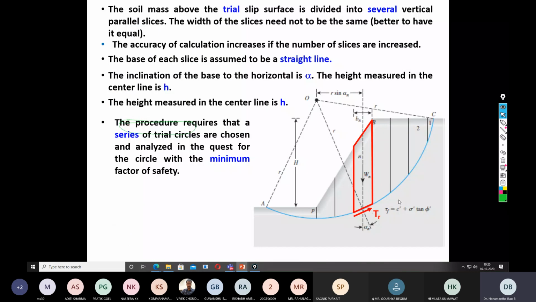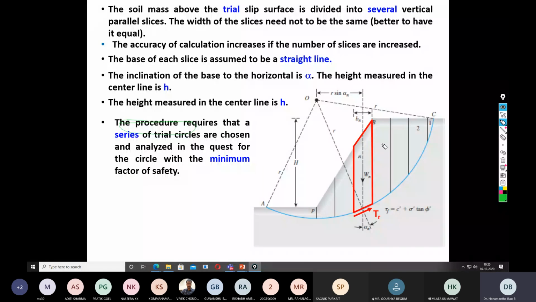Here we can take the method of slices. This is a typical slope that should be analyzed. This is a slope, and this blue arc line ABC is the probable failure plane. C is assumed to be the center of the circle, and the given soil mass is divided into a number of slices.